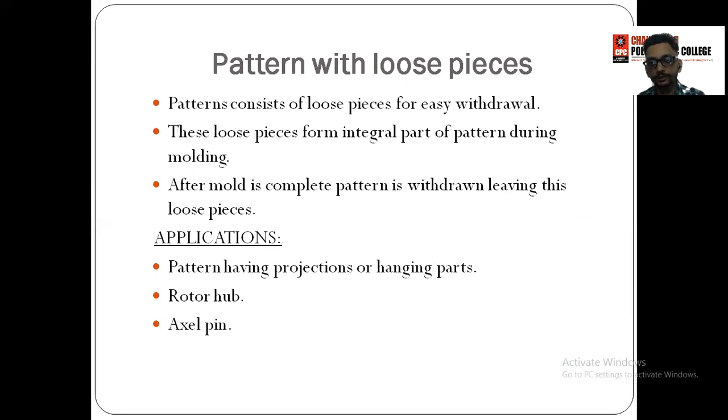Pattern with loose pieces is another type. Pattern consists of loose pieces for very easy withdrawal. These loose pieces form an integral part of the pattern during molding. After the mold is complete, the pattern is withdrawn, leaving these loose pieces. Applications where we use the loose piece pattern: patterns having projections or hanging parts, rotor hub and axle pin.